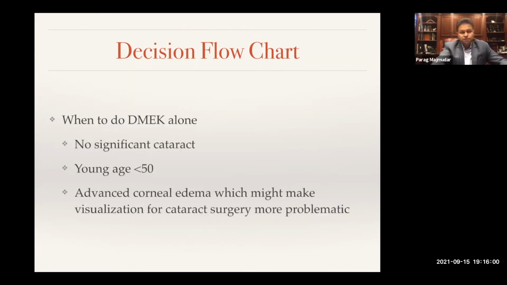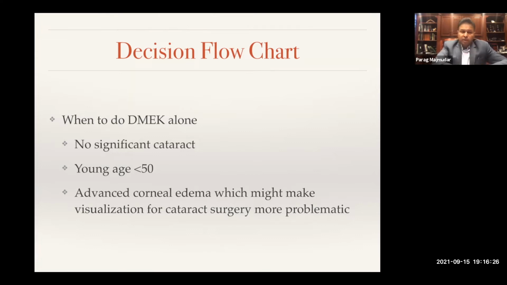significant consideration. So there's the opposite situation where a patient really doesn't have cataract and you don't want them to lose accommodation. They may be young, they may be in their 40s. Let's say patients have significant Fuchs dystrophy at age 45. Well, in that case, you're definitely not going to recommend cataract surgery for the reasons we mentioned. And so that would be a reason to do DMEK alone.